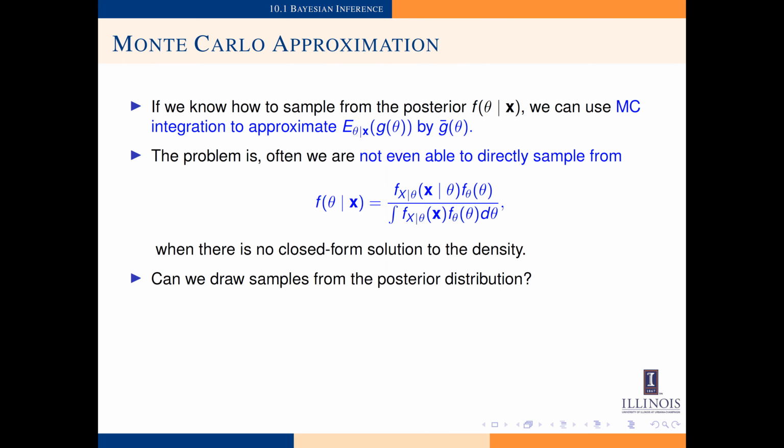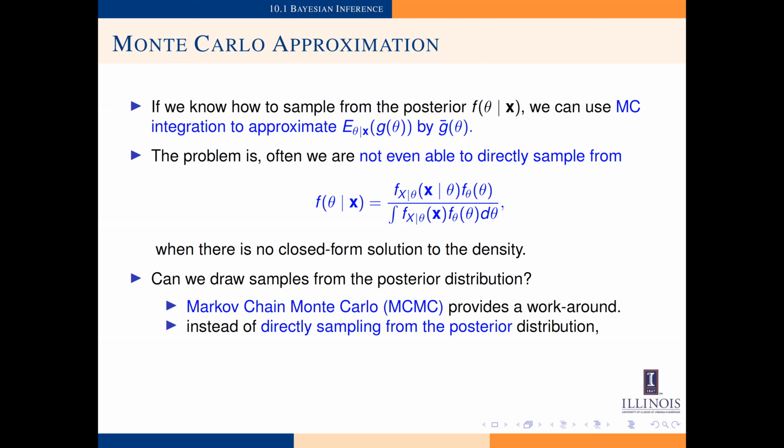The problem here is that often we don't even know how to directly sample from the posterior distribution. Recall that the posterior distribution takes this form. And a lot of the times, there is no closed form solution to this density. Our question is, can we draw samples from the posterior distribution? Well, that's where MCMC methods come in handy.